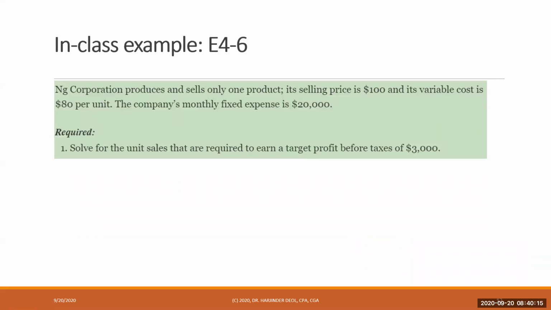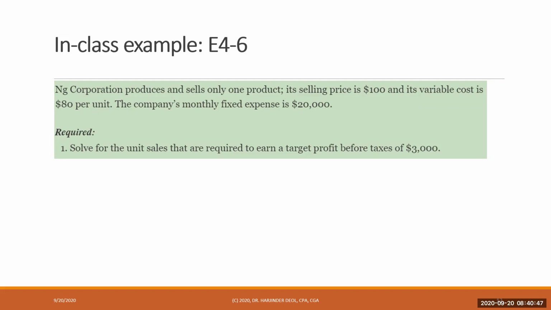So first example is exercise 4-6 from the textbook. This company here makes and sells just the one product with a selling price of $100 and variable cost of $80 per unit. The monthly fixed cost is $20,000. We are asked to solve for the unit sales needed to earn a target profit before taxes of $3,000.